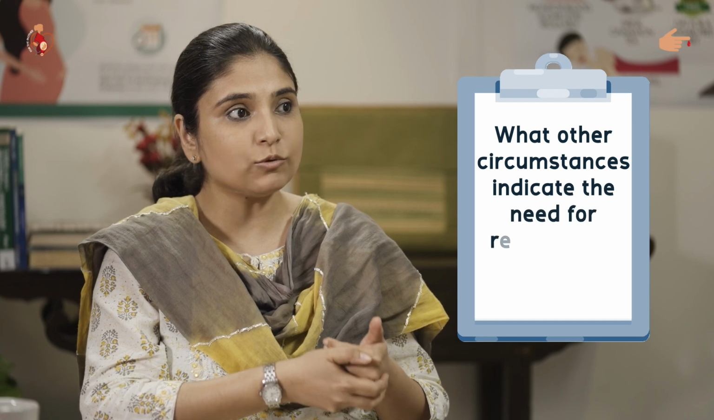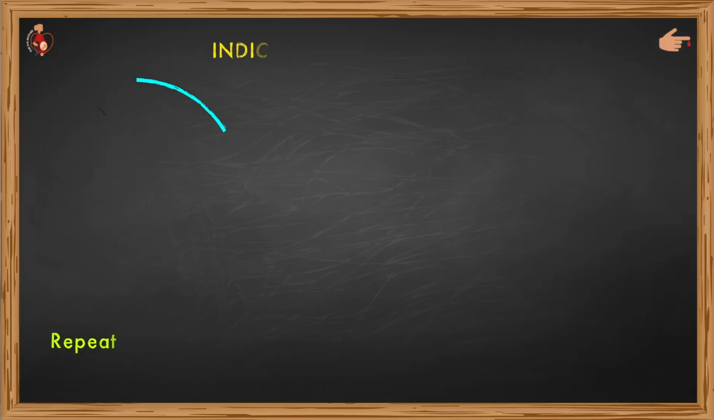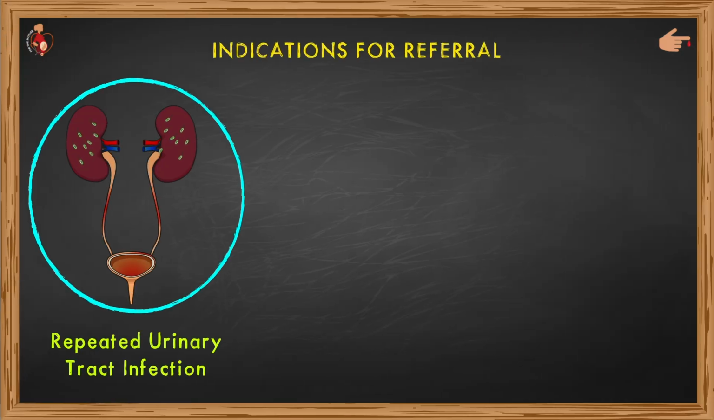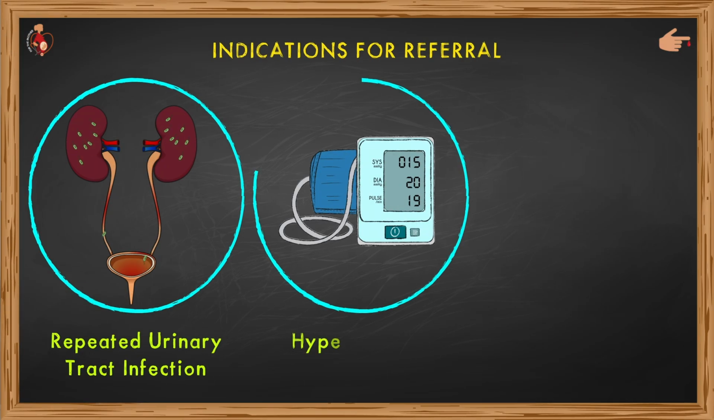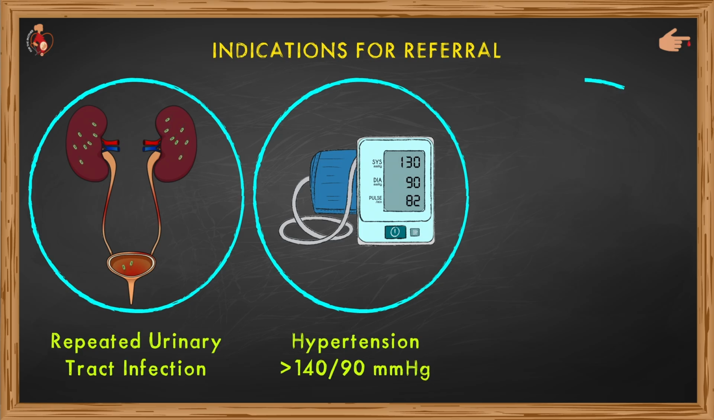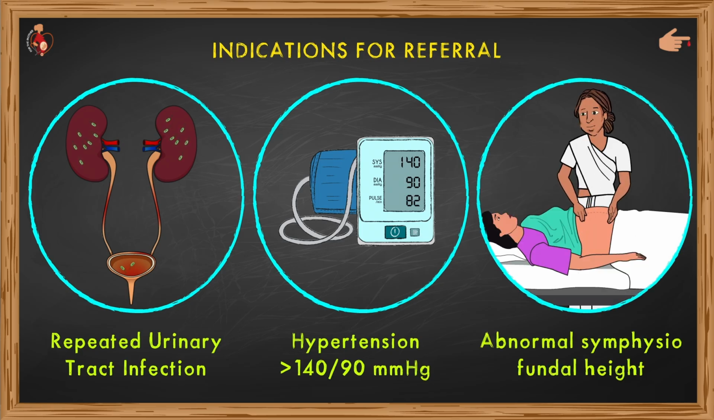Ma'am, are there any other circumstances besides the rising blood sugars that an ANM should know so that she can refer the patient on time to the medical officer? Any different symptom which the patient is getting, like recurrent urinary infections, or if the patient has developed hypertension which is above 140/90, or the ANM notices that the symphysiofundal height is more than what it should be, these are the women who again need to be referred earlier rather than later to the tertiary care centers.